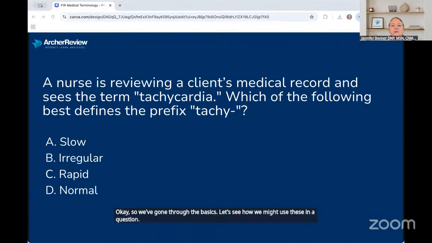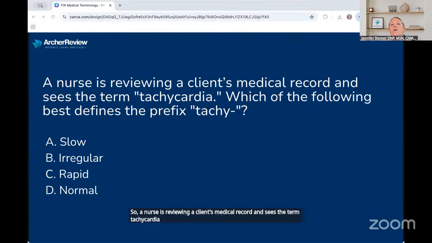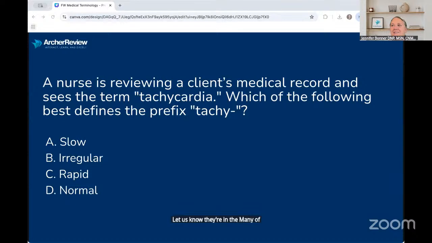A nurse is reviewing a client's medical record and sees the term tachycardia. Which of the following best defines the prefix tachy? Is that slow, irregular, rapid, or normal? You can let me know in the chat. If you're joining us on Facebook or YouTube, please go ahead and let us know there. Many of you are getting it. Nice work. Okay, what do you think? Slow, irregular, rapid, or normal?